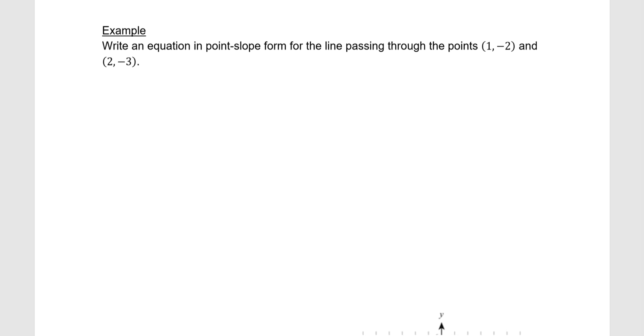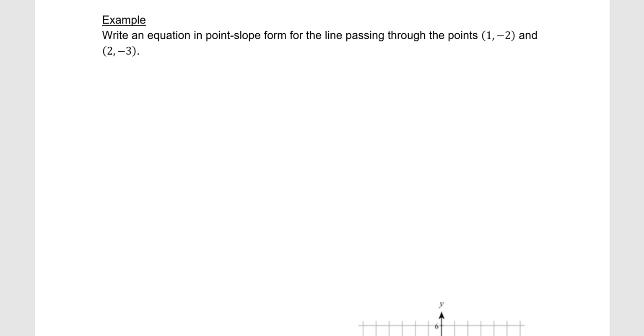Okay, and let's do one more here. We want to write an equation in point slope form for the line passing through 1, -2, and 2, -3. So let's go ahead and write down our form. y minus y1 equals m times x minus x1. So we need a point and we need the slope. We can use either one of these points. We can pick whichever one we want. I'm going to pick 1, -2. You could pick the other one and it would end up working also.